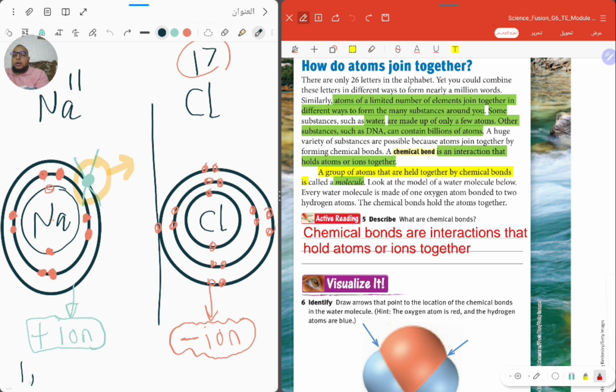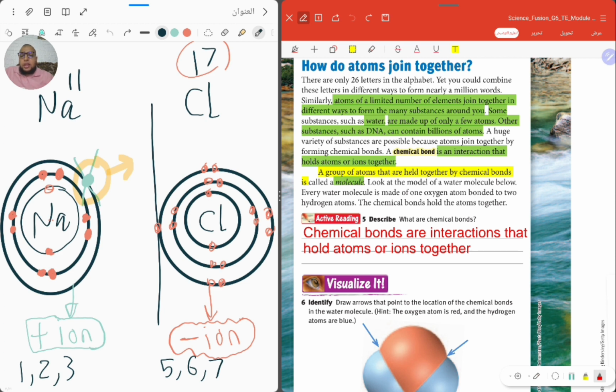Group 1, group 2, and group 3 always make a positive ion. Group 5, group 6, group 7 always make a negative ion. You must save this part. Again, group 1, group 2, group 3, or family 1, family 2, family 3 always lose electrons and change to positive ions. And group 5, 6, 7 always gain electrons and change to negative ions.